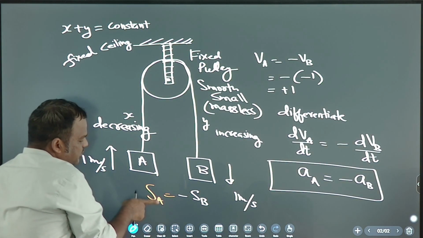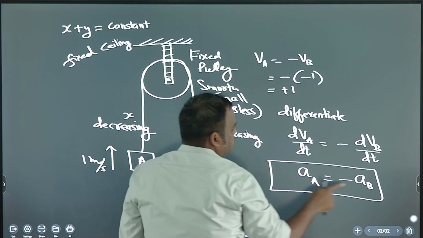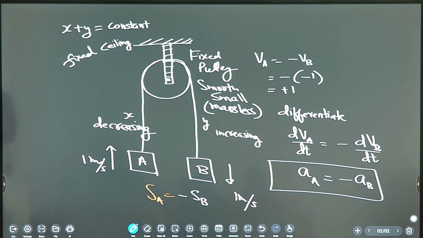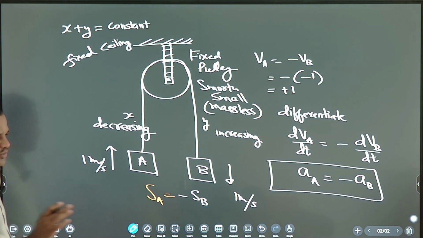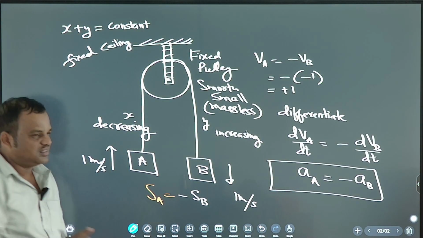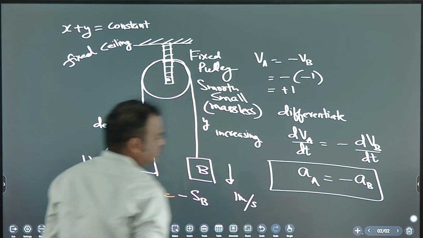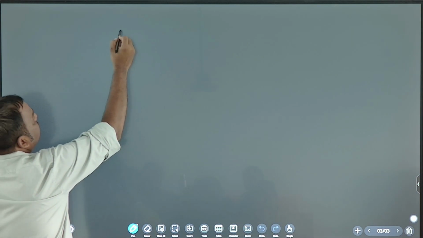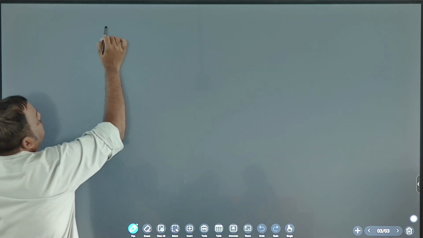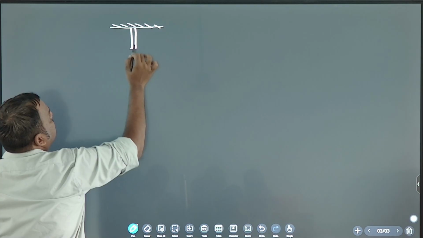So displacement of A is minus of displacement of B. Velocity of A is minus of velocity of B. Acceleration of A is minus of acceleration of B. So this is one example of constraint relation. Constraint is related to connected bodies. Are A and B connected or not? Connected. They are connected with the help of a string. Okay, fine, clear. Okay, next. See, next. Suppose this is the clamp.